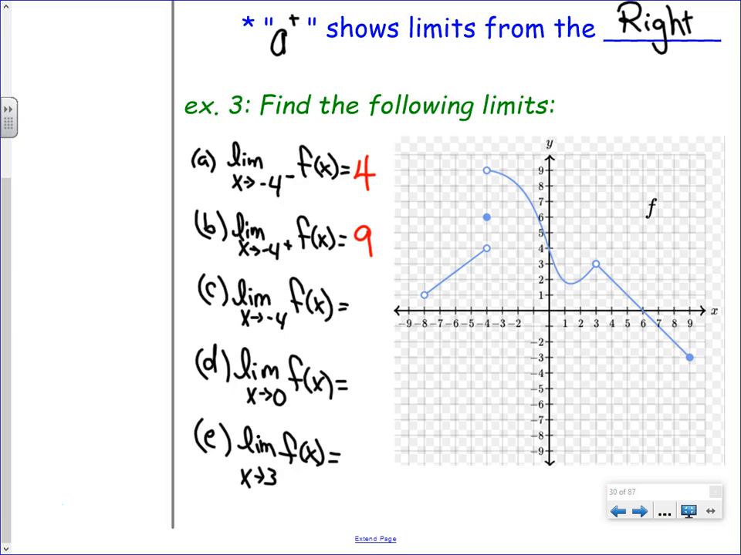The limit as x approaches -4, you guys already said it. What's going on? 6. No, it does not exist. Why? Because when you approach from both ways, the limit does not exist. The actual height is 6.